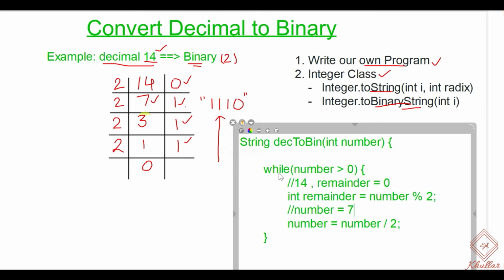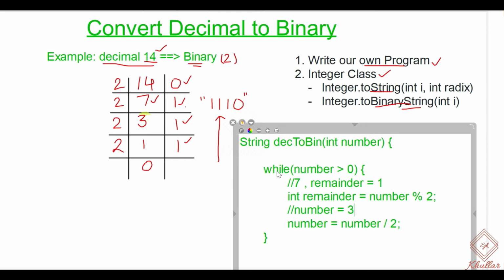Now once we go to the while loop, the number, as we have seen, becomes 7, so we update it here. Then we see what the remainder value is now. 7 modulo 2, what is the remainder? It is 1. So here the remainder becomes 1. And then we do 7 by 2, so it becomes 3. This is the way we keep on performing this operation.